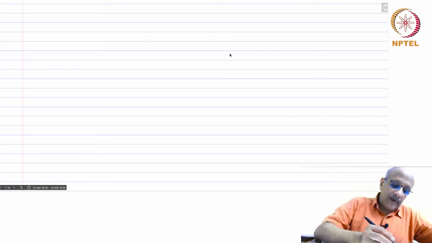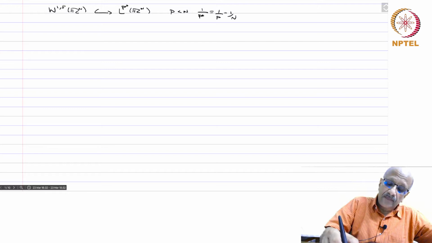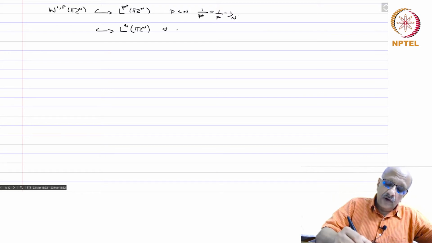We are looking at embedding theorems. So we had that W^{1,p}(R^n) is contained in L^{p*}(R^n) when p is less than n and 1/p* = 1/p - 1/n, and in fact it is contained in L^q(R^n) for all q belonging to [p, p*].